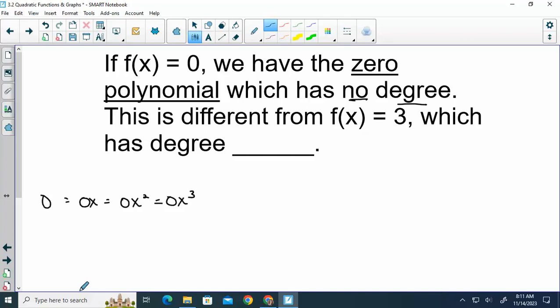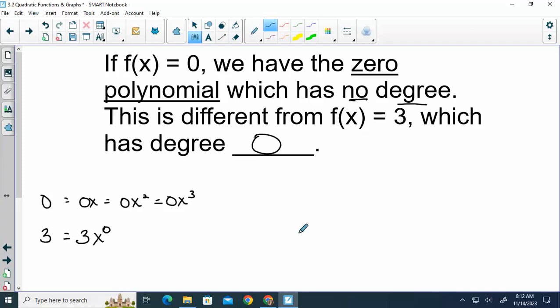And that is different than when you have a function equal to another constant. So if I said 3, 3 is the same as 3 times x to what power? Well, if it's to the first, is 3 the same as 3x? No. What about the 0 power? What is anything to the 0 power? 1. So if it's any other constant, we just say the degree is 0. A degree is kind of like saying how many variables there are. If you just have a number, there are no variables in that.